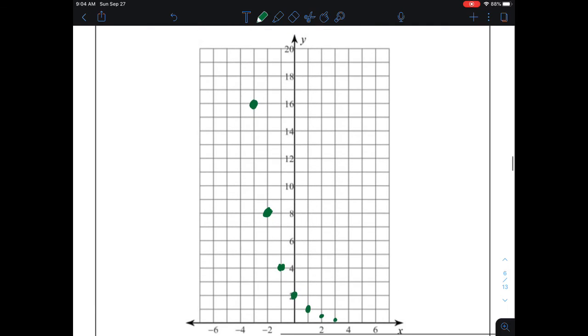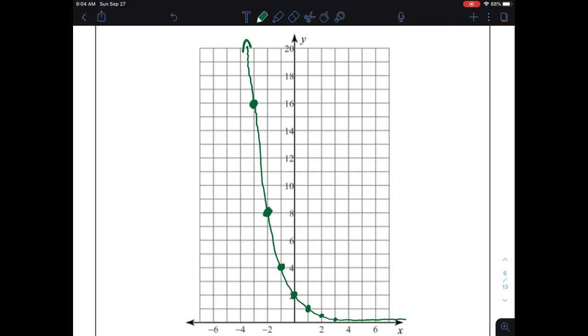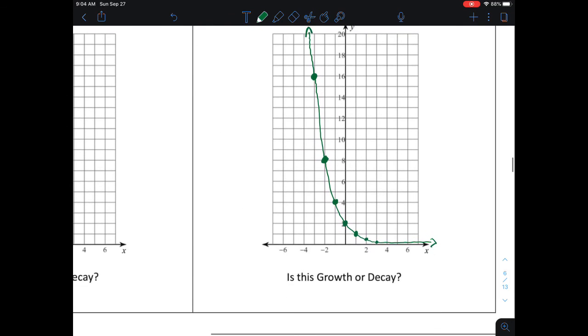Now let's connect our dots and try to make a sketch of what this graph would look like. So it's got to make that turn, and it starts getting real steep. It's going to continue going on to the left that way forever. As it goes to the right, it's not going to cross that x-axis. It's going to get very close to it, and it flattens out. So we have our graph. We figure out, is this growth or decay? Well, as we go to the right, we're going down here. This is going to be exponential decay.